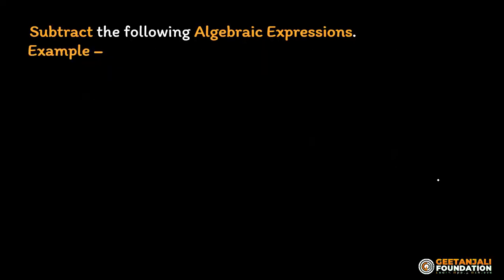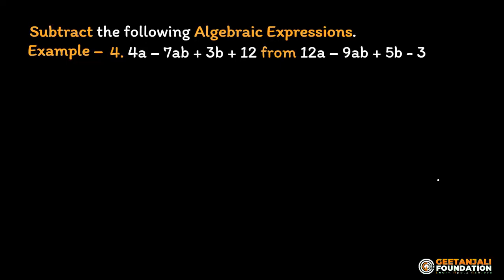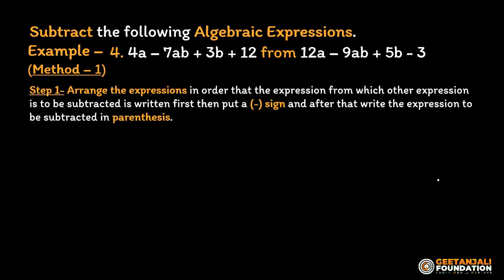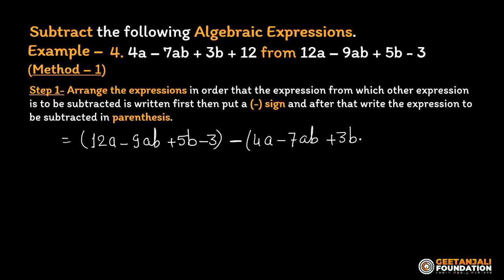Now let's take one more example. 4a minus 7ab plus 3b plus 12. We have to subtract it from 12a minus 9ab plus 5b minus 3. I am following method 1 over here. So I will arrange expressions. First I will write this expression because from this expression I have to subtract this. So first I will write in parentheses 12a minus 9ab plus 5b minus 3, and I have to subtract the other expression 4a minus 7ab plus 3b plus 12.